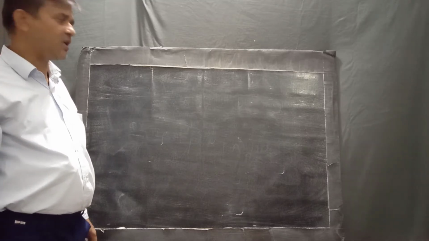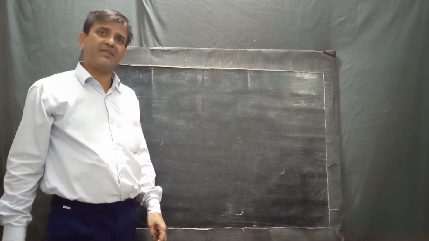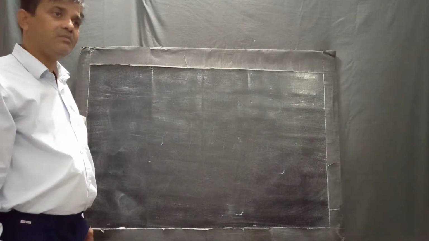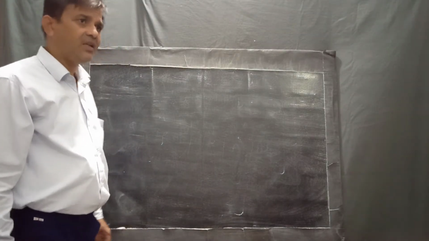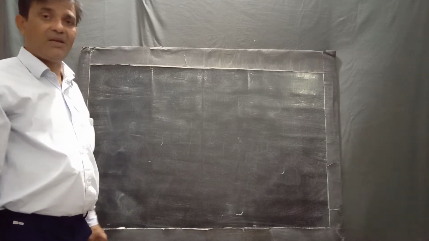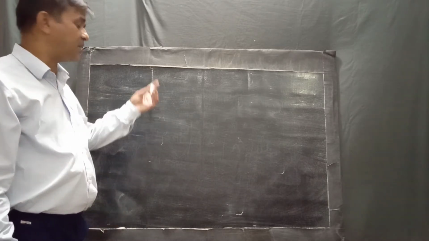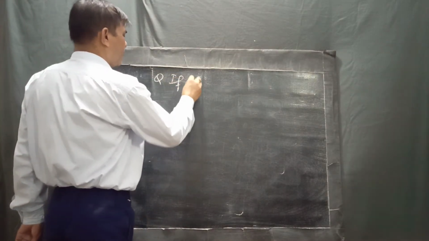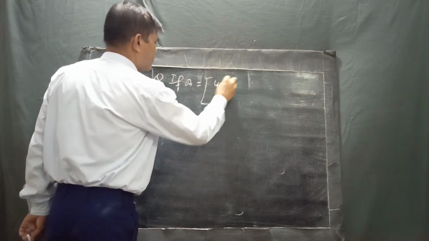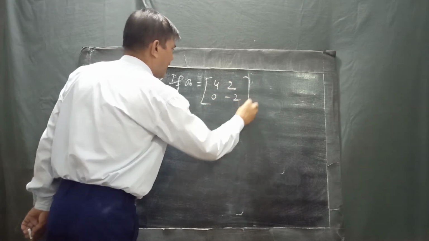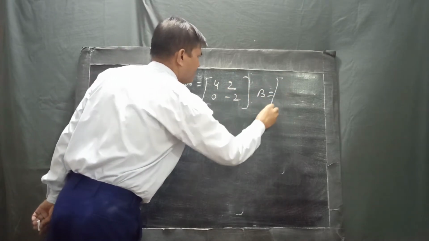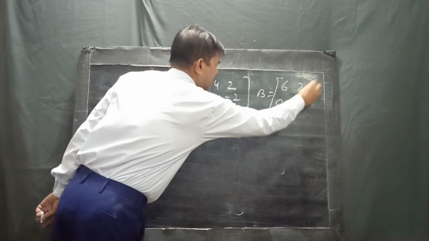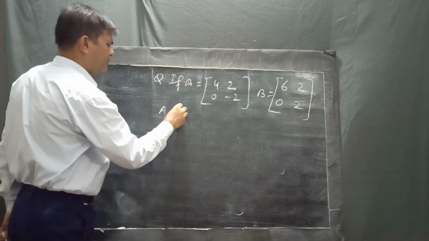Next expected question regarding the topic matrix, which is based on subtraction. Okay. Earlier I uploaded questions related to addition, now let's do a question on subtraction. If A equals 4 2 0 minus 2 and B equals 6 2 0 2, now find the value of A minus B.